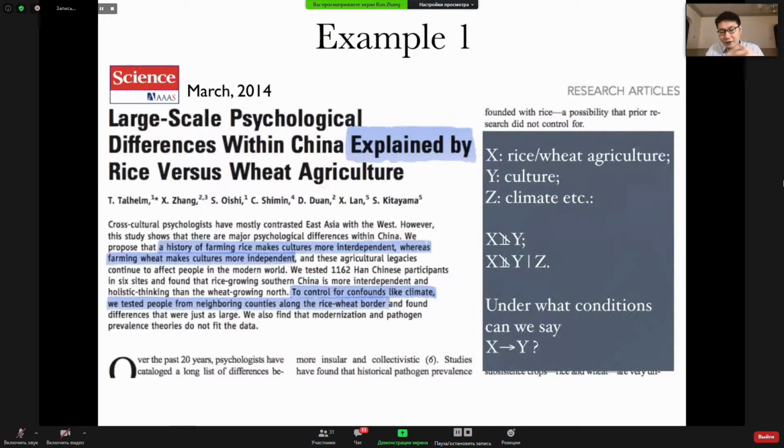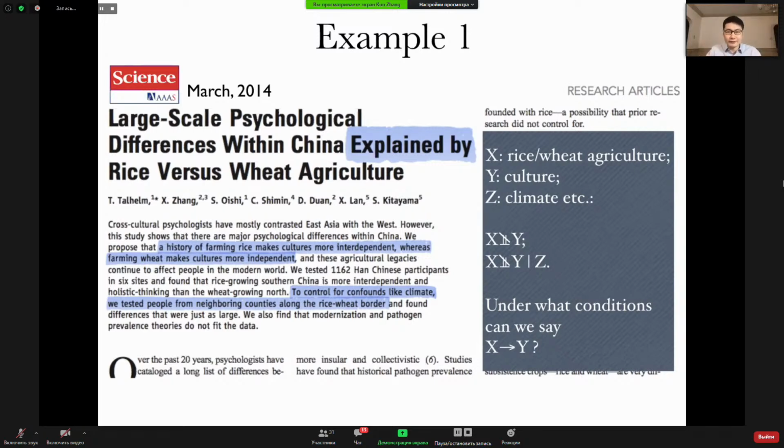And this is very general, because once you solve the problem without making use of temporal information, then if you are given temporal information, that's just an additional constraint you can make use of. That's why let's start with a very general problem without temporal information. Here you can see an example. Actually, this is a very nice paper published in Science a couple of years ago. As you can see from the title, it's a causal problem: large-scale psychological differences within China can be explained by rice versus wheat agriculture. This means that agriculture causes culture or psychological difference.